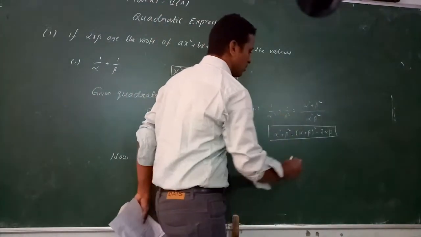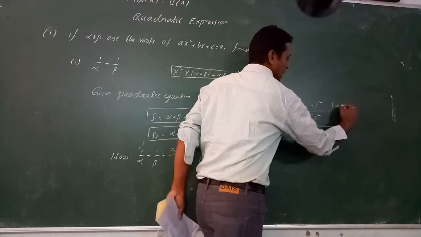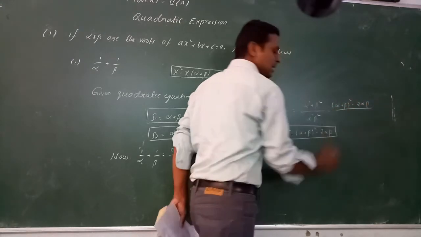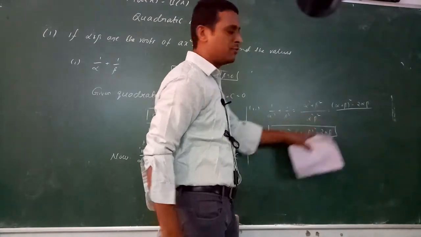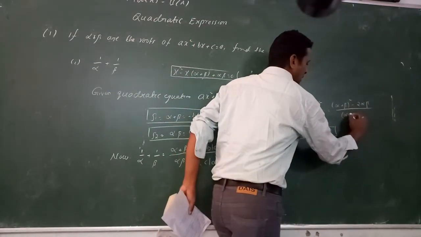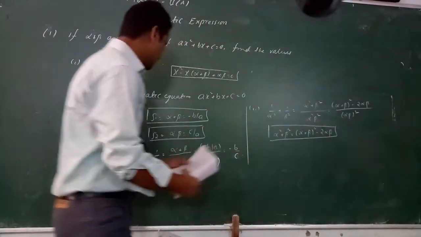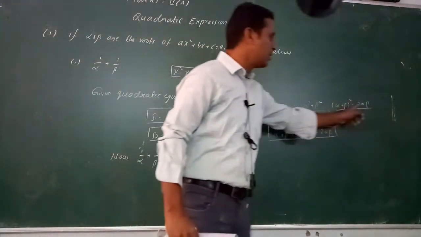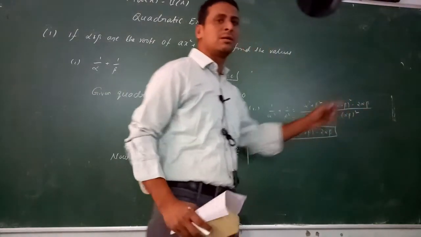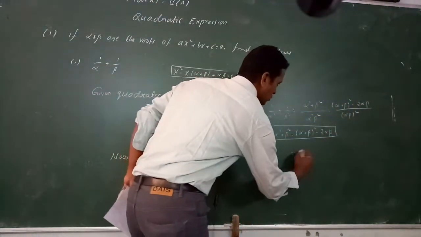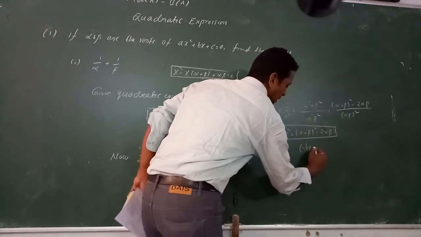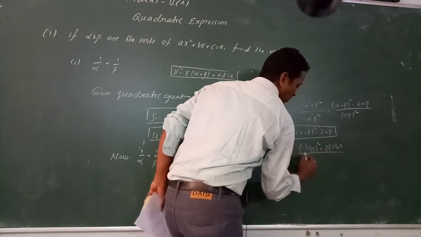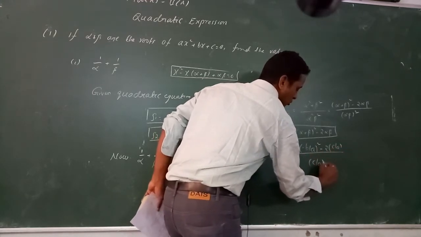So substitute here. The numerator is alpha plus beta whole square minus 2 alpha beta, by the denominator, degree 2, so we can write alpha beta whole square. You know the sum of the roots is minus b by a and the product of the roots is c by a. Substitute the values. So that is equal to minus b by a whole square minus 2 of c by a, by c by a whole square.